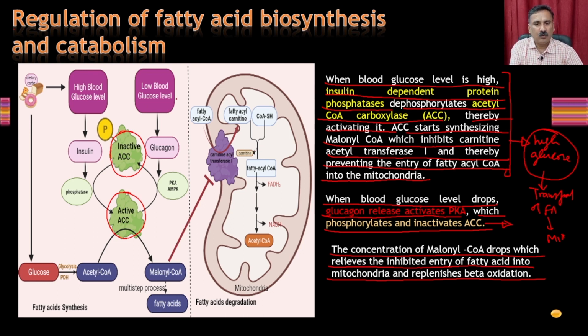Whereas when you have low blood glucose, that is going to induce the glucagon mediated phosphorylation reaction, and that is going to reverse the activity. This means it is going to inactivate the ACC, and as a result it is going to induce the transportation of the fatty acids into the mitochondria for fatty acid oxidation.